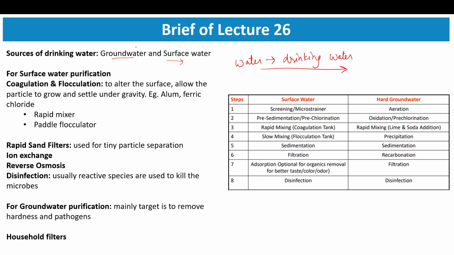So for example, nowadays we use household water purifiers as well, which are able to purify these groundwater and surface water. And mainly for drinking purpose, we use groundwater. Now, depending on the type of pollutant present, there can be categories for treatment of water. Here, surface water tends to be more polluted because you can add more and more things to it.